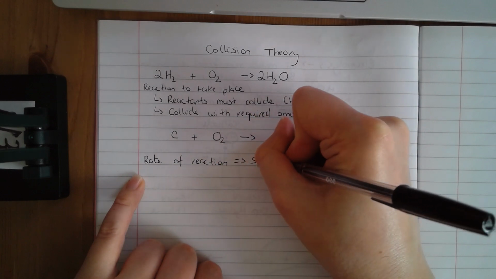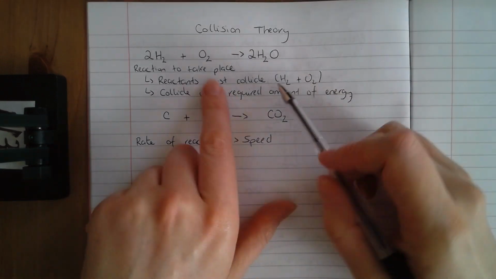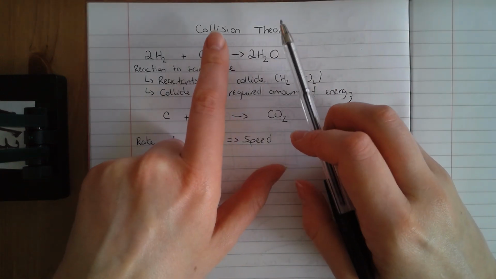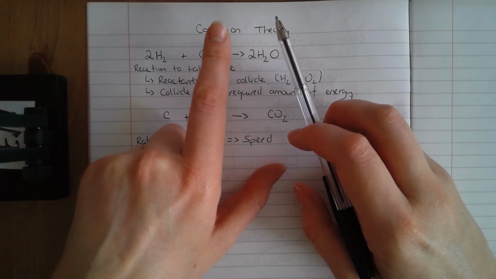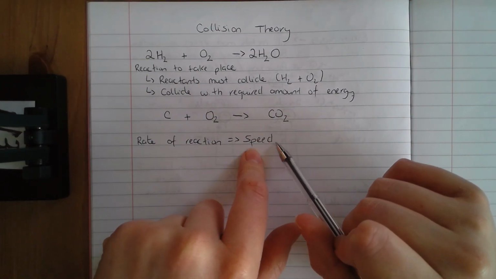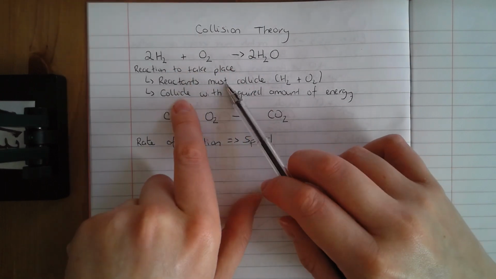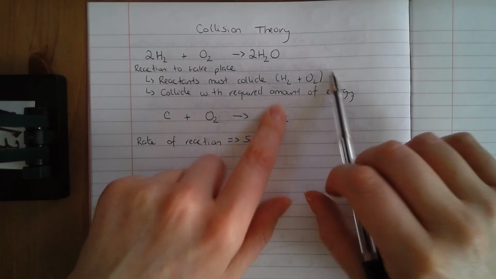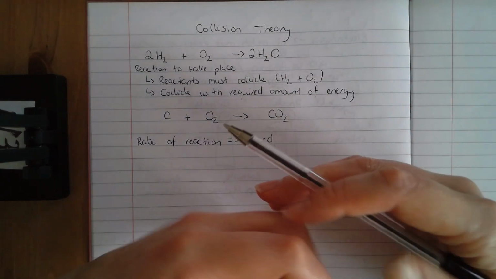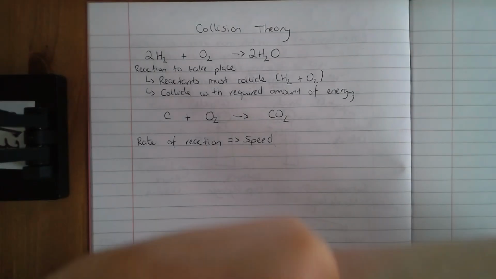We're looking at how quickly that reaction takes place. And what we're going to do is use this collision theory to predict ways that we can increase the speed of a reaction. So if we know that the reactants have to collide, and if we know that they have to collide with energy, there's lots of different things that you can do to increase the speed of the reaction. You just need those particles to be colliding and colliding with energy.